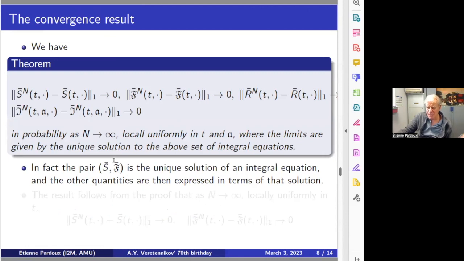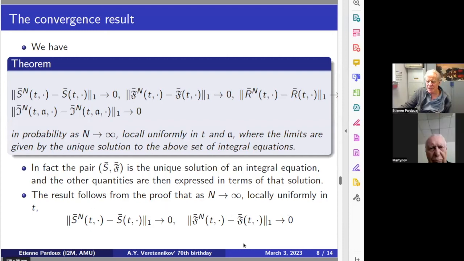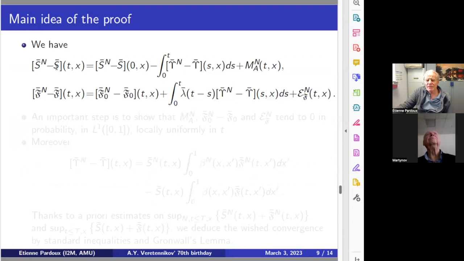As I already pointed out, only the first two quantities are the unique solution of a set of integral equations, and once you have this, you have the other quantities. So essentially what we have to prove is this. Once you have this, the rest is essentially obvious, and you have to write those differences, S_n bar minus S bar, F_n bar minus F bar, as a difference of initial quantities plus those terms plus, of course, fluctuations which are hidden.